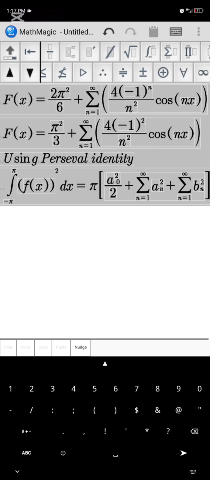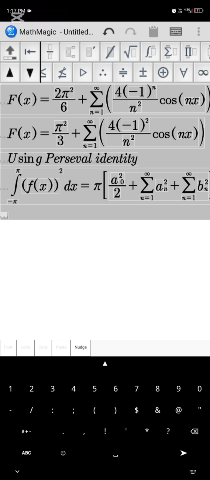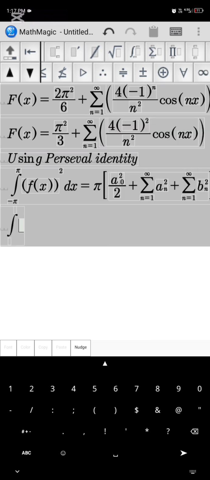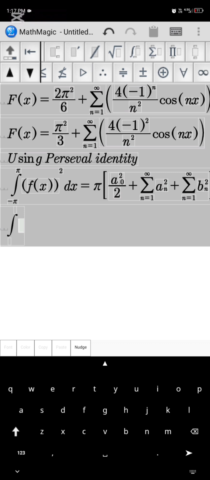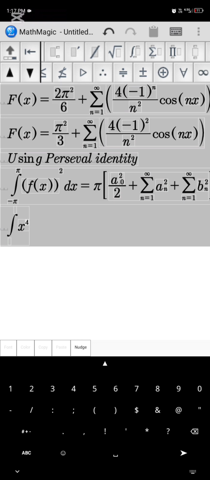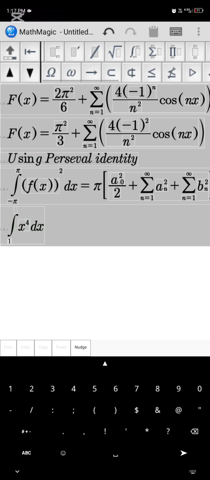All right, so we already know the value of a naught, a n, and b n. So we can just substitute those values into that identity. So substituting those values into the identity, don't forget our function f of x is x squared. So that would be x squared raised to the power of 2, so that would be x raised to the power of 4. So we have x raised to the power of 4 dx. Don't forget the limit is from minus pi to positive pi.